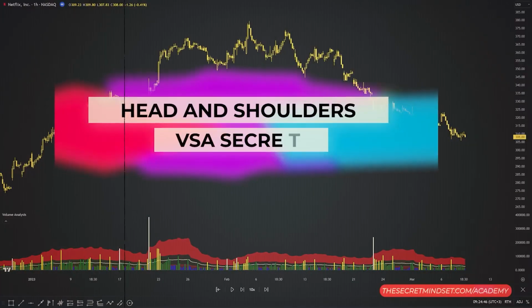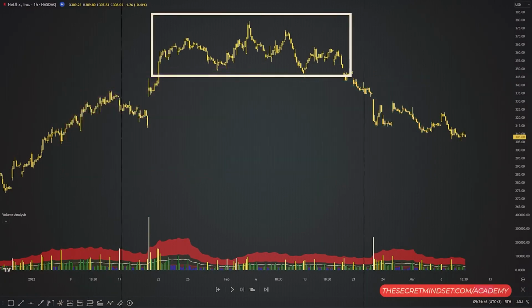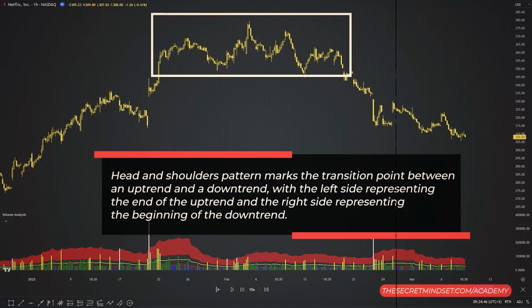The head and shoulders pattern, although a retail one, is a decent one to monitor as it marks the transition point between an uptrend and a downtrend, with the left side representing the end of the uptrend and the right side representing the beginning of the downtrend.